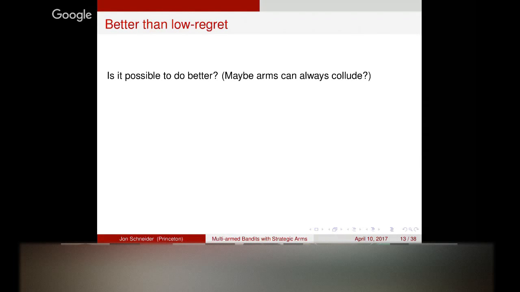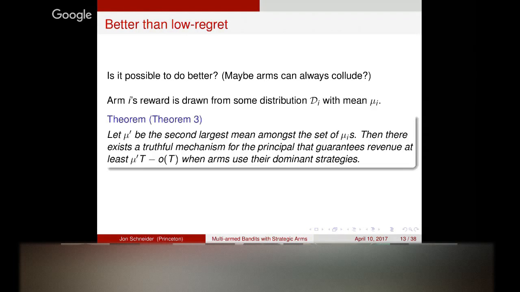Okay, so I guess one question is maybe the lower regret provision there is unnecessary. Maybe for any algorithm for the principal, there's some way for the arms to collude, and they can't do better. And that's true for the explicit case, where you don't worry about subgame perfect. But for the tacit case, you can do better than the lower regret, and you can give the principal a constant amount per turn. And the algorithm is very simple.